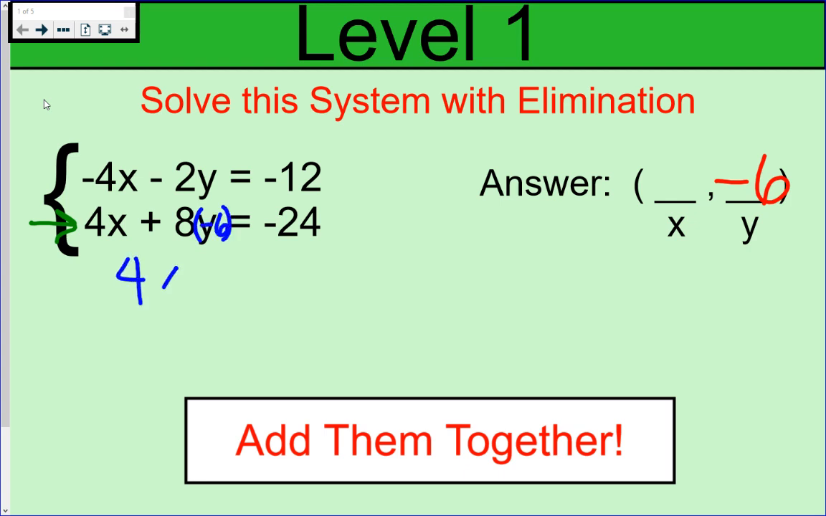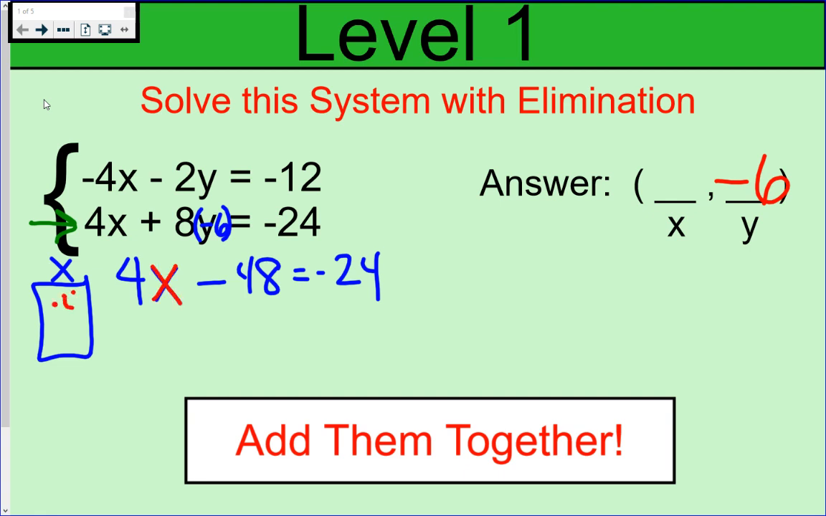So that's going to give me 4x plus negative 48, because 8 times negative 6 is negative 48, equals negative 24. Now, just for simplicity, instead of writing plus negative 48, let's just write minus 48. I think that'll be easier. To get x by itself, I usually like to read the equation starting with the letter x. So here you can see that it's x times 4 minus 48.